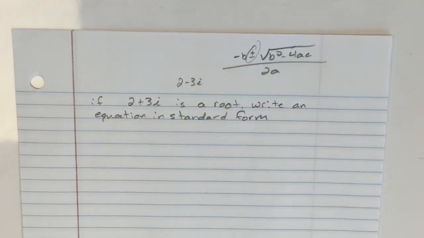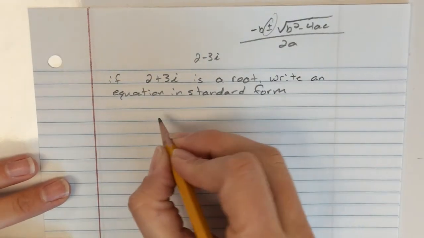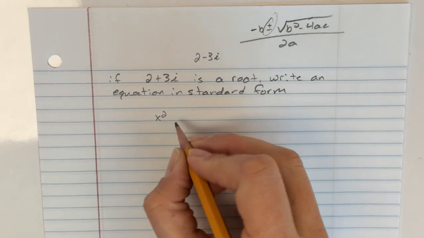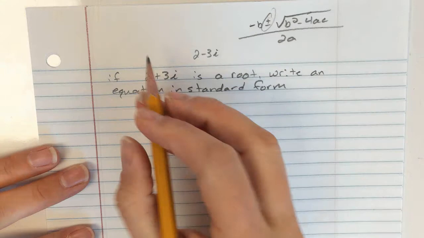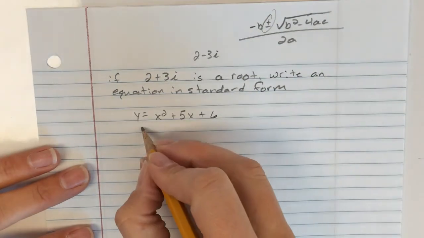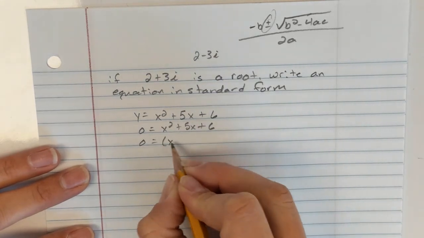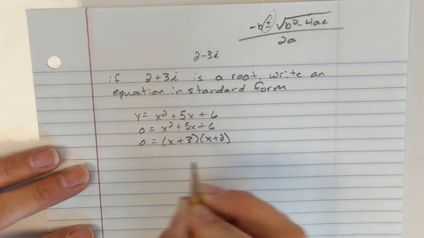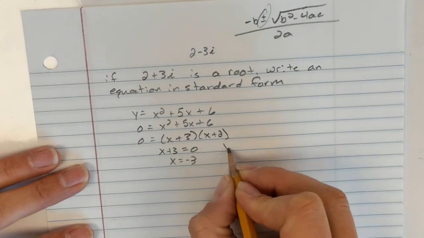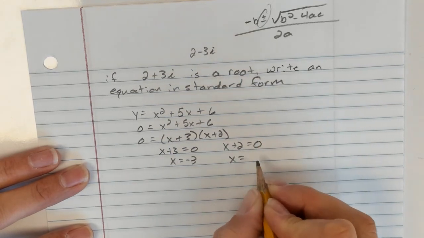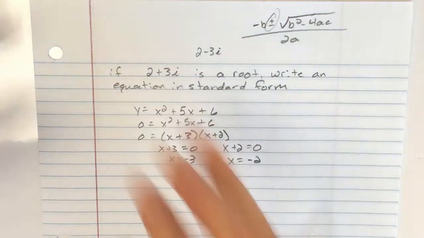Okay, so if they want us to take that and write that as standard form, well, normally if I had something like x squared plus 5x plus 6, if it factors, we would set it equal to 0, we would factor that thing, and we would set each piece equal to 0. Okay? So if I know the roots, I can do the exact process backwards.